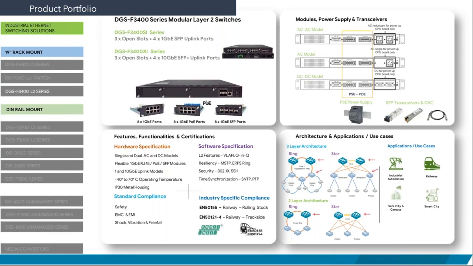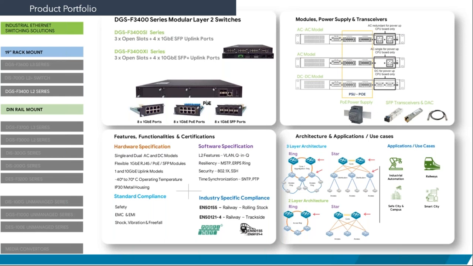Then we have the layer 2 managed switch, that is a rack mountable 24 port switch. This is also a modular switch similar to the F3600. We have 3 open slots to insert modules and 4 1G SFP uplink ports, or we can get 4 10G SFP uplink ports in different variants. Similar to that, there are multiple power options, dual AC power or dual DC power, and separate DC power needed for the PoE deployment. In terms of features, we have all layer 2 features supported in this switch, like STP, MSTP, RSTP, then we have ERPS, which are the ring protection protocols supported. Then we have VLAN, QinQ, security features 802.1x, SSH. In time synchronization, we have PTP.